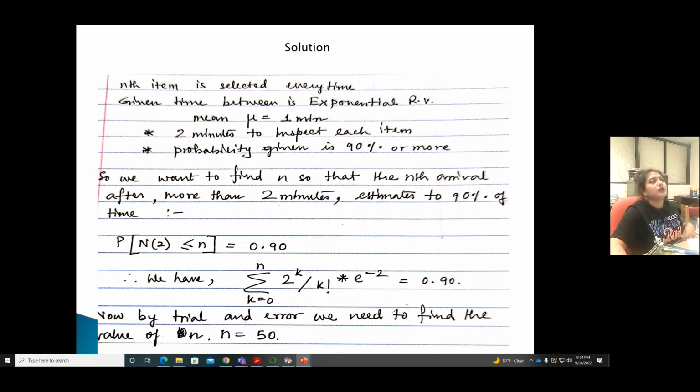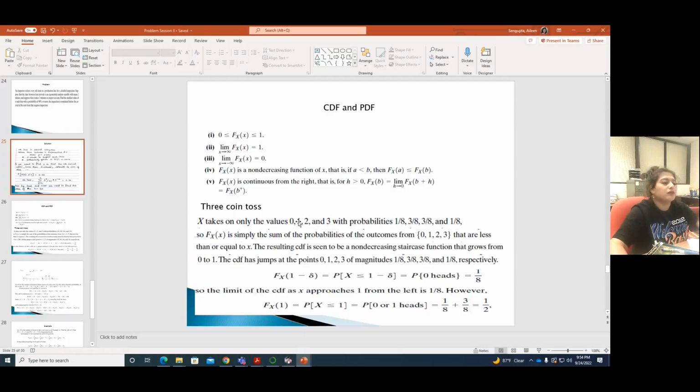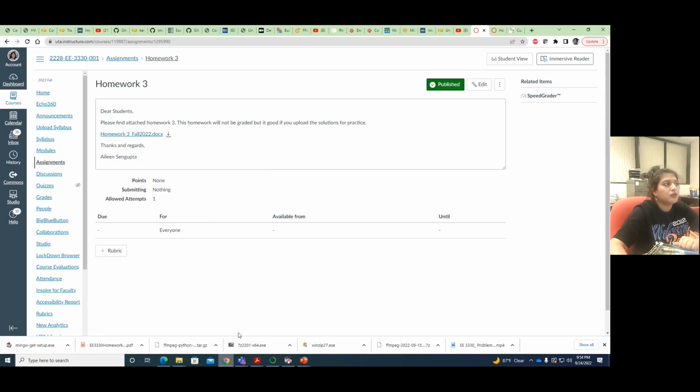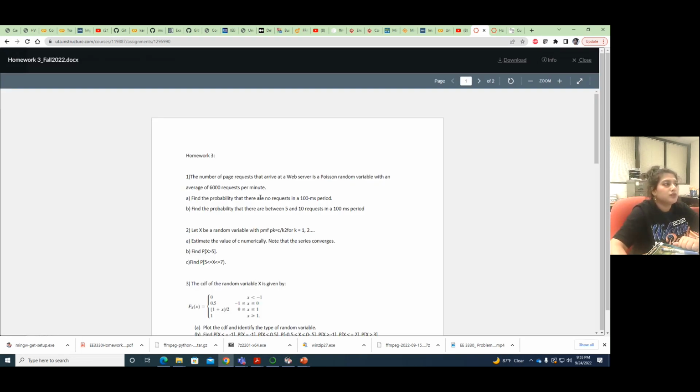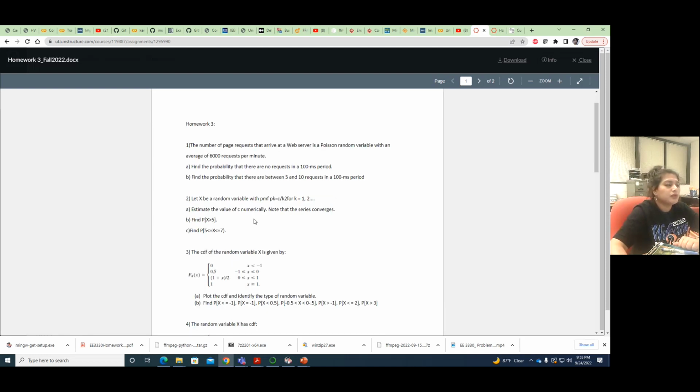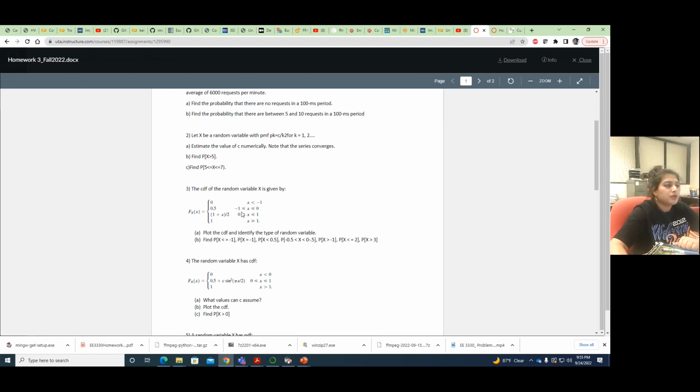But again, just to reiterate, if you have any problems with any of these homework problems, let's take a quick look at the homework problem. You'll find out that most of the problems we have covered. So this is the page request kind of problem. This is obviously a Poisson because it's mentioned. Then going down, you have the PMF problem, that is CK squared. You have to find out the value of C. This is a new problem that we have because problem 4 I have solved. So problem 3, I've kind of left it on your own.